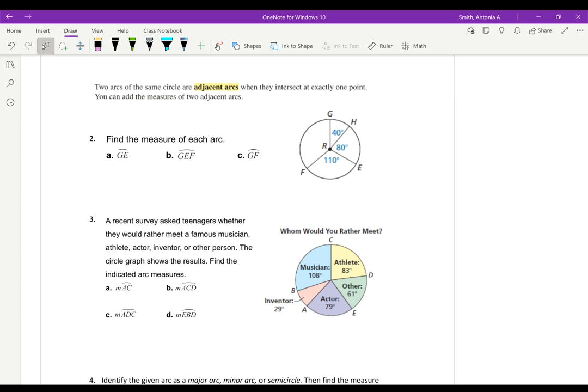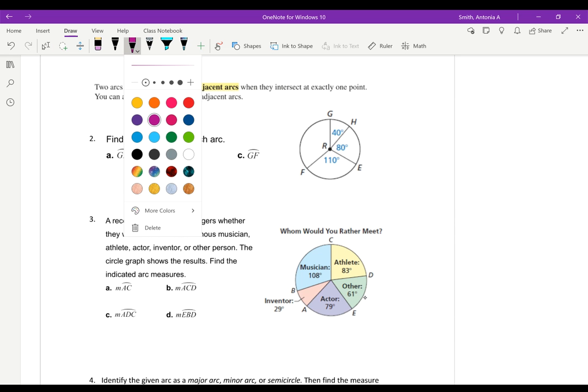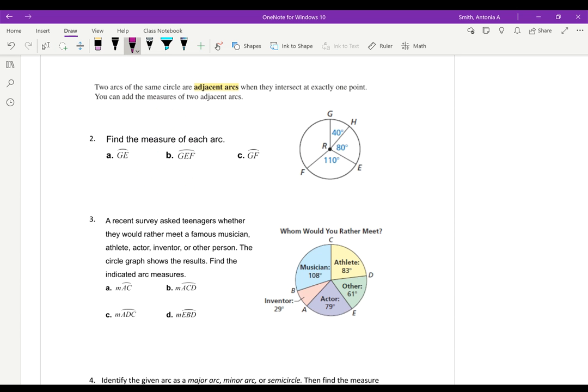So, we've seen that word adjacent before. We saw it when we talked about adjacent angles. We saw it when we talked about the adjacent side. Adjacent just means next to, right next to it. So you can add arcs that are right next to each other.